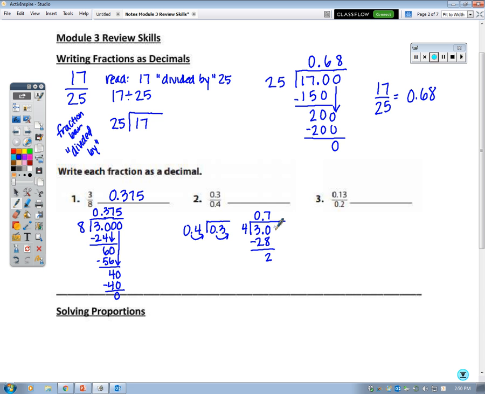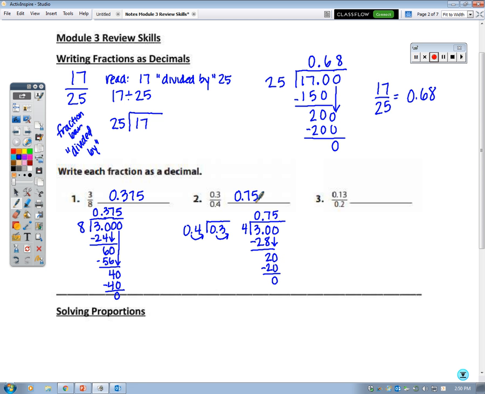That leaves me with a remainder of 2. I'm going to bring that 0 down. 4 goes into 20. How many times? That would be 5. 5 times 4 is 20. And that gives me a remainder of 0. So 3/10 over 4/10 as a fraction would be 75 hundredths as a decimal.